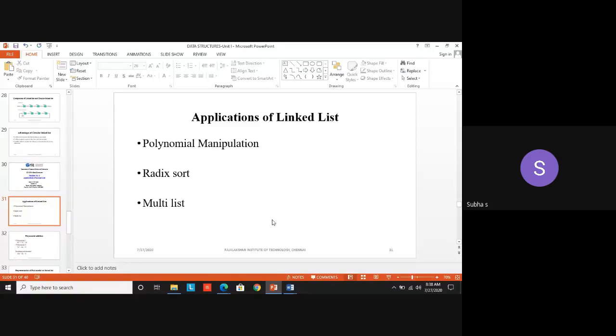Polynomial example, what is the best example? Any equation with coefficient and some power, like 7x cube plus 8x minus 3. That is considered one polynomial. One more polynomial: 9x power 5 minus 10x power 3 plus 5 equal to 0. You may have any kind of polynomial. It should have coefficient and power.